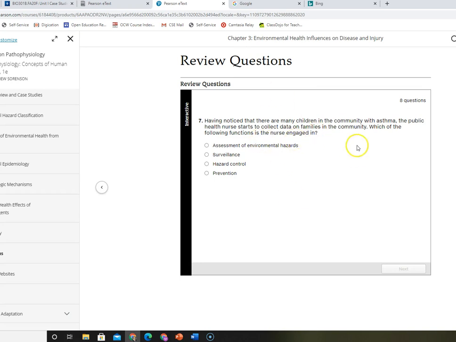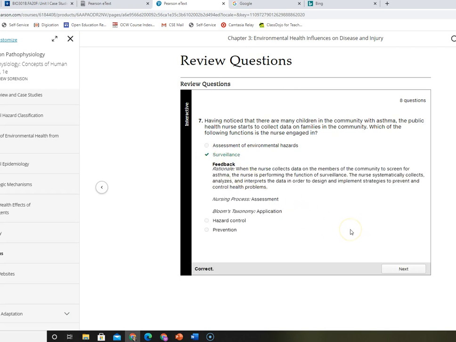So what is she engaged in if she's doing these things? The answer is surveillance. I talked about that in the lecture a little bit, and also larger scale surveillance, of government agencies and things like that.